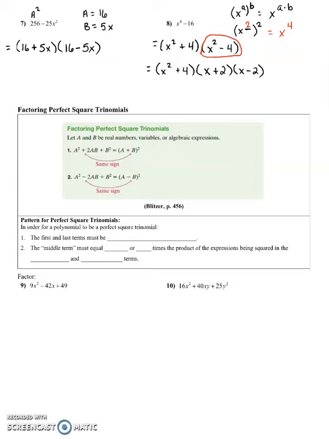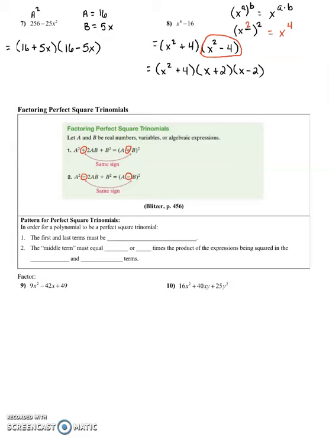Notice we have the same sign between the a squared and the 2ab, which is positive, and between the a plus b, the way it factors is also positive. If we have a squared minus 2ab plus b squared, that factors into a minus b quantity squared. So again, the signs are the same. If it's minus 2ab, then it factors with a minus between the a and the b.